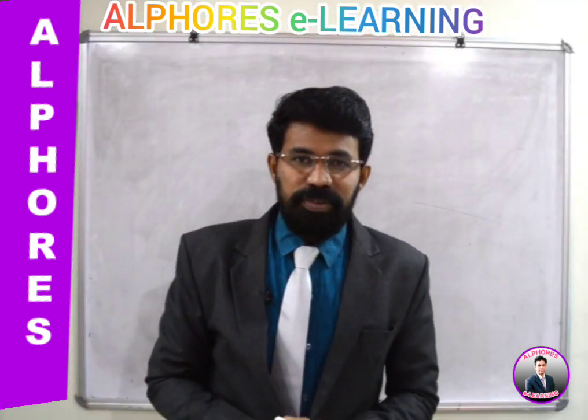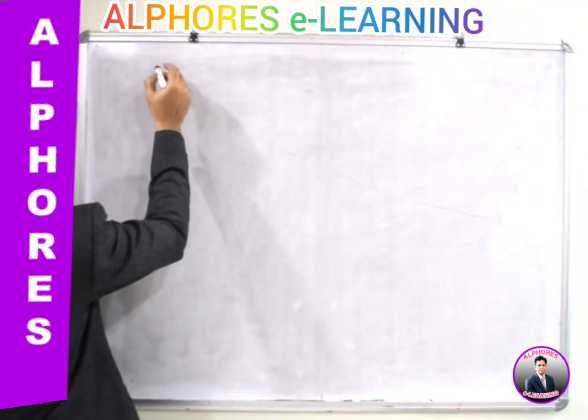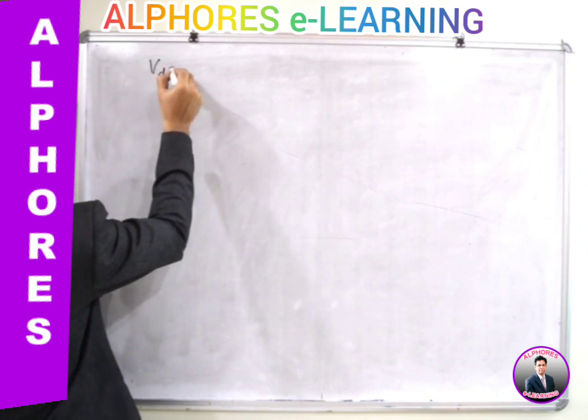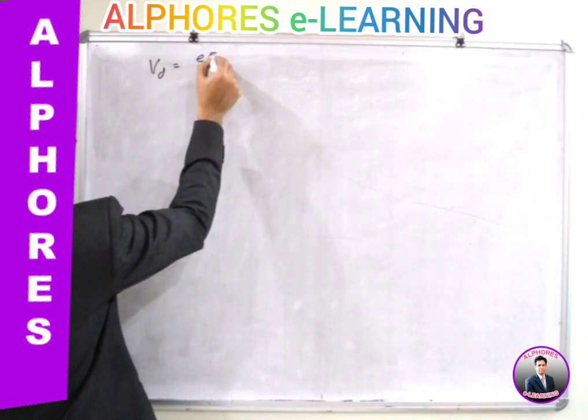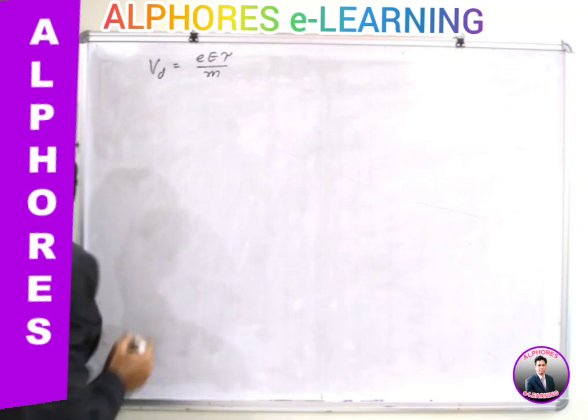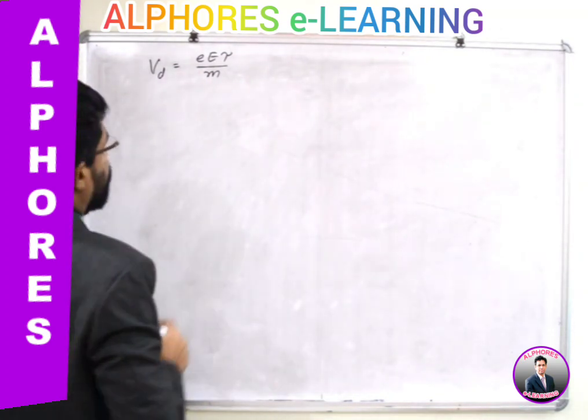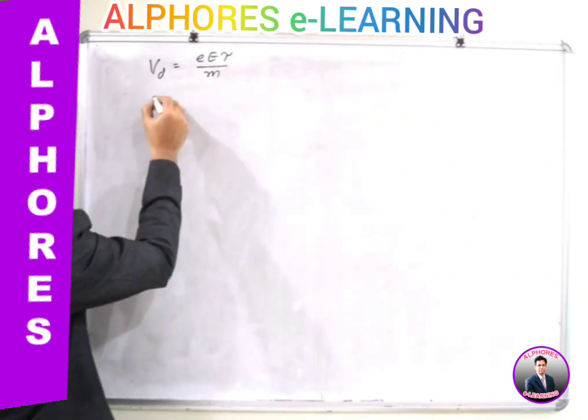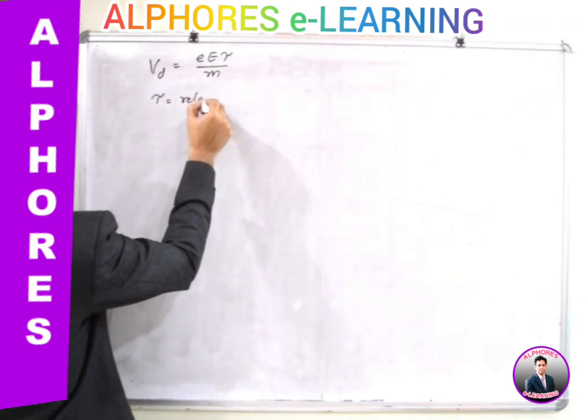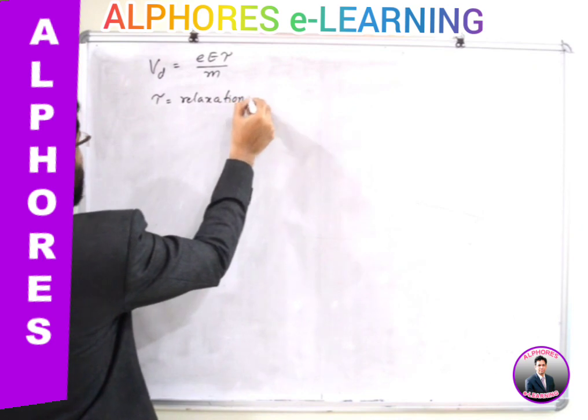In the last class, we derived this relation for drift velocity. So what is the equation? V subscript d is equal to E tau by m. Of course, if it is in vector form, you will have a negative sign here. So what is this tau? Tau is relaxation time. You can call this relaxation time.